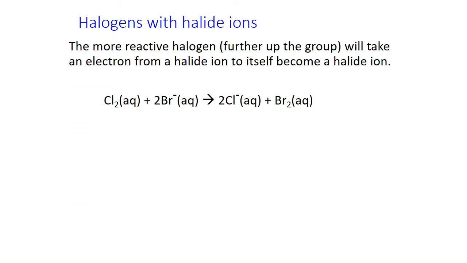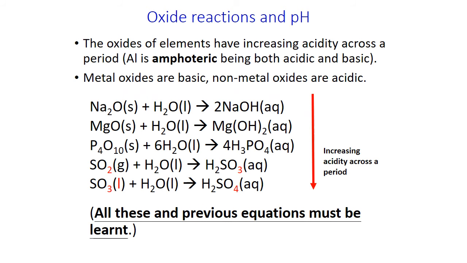Just to summarize that, the more reactive halogens, which are further up the group, will take an electron from the halide ion. So this electron gets taken by the more reactive chlorine, and that means it forms the associated chloride, and because the electron has been taken, the bromide will form molecular bromine. So that's what happens when halogens react with the associated halide ions.